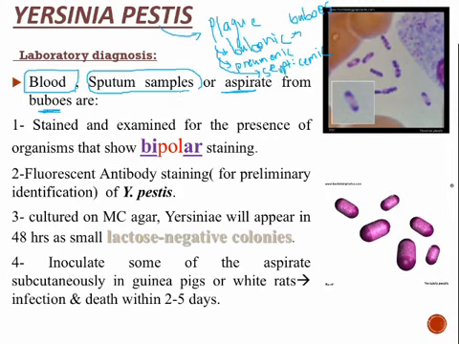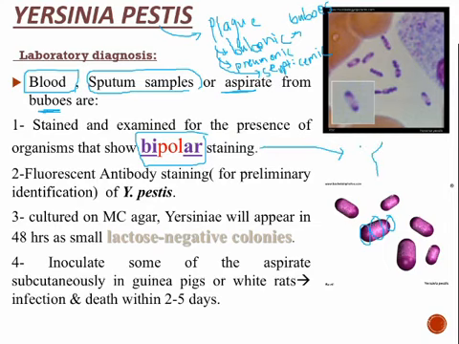Then first I will stain the bacteria. It has a special staining pattern called bipolar staining. If you look here, the poles of the bacteria stain heavily with the violet stain, while the middle of the bacterium is not stained, or very slightly stained. This pattern is very characteristic of Yersinia pestis.